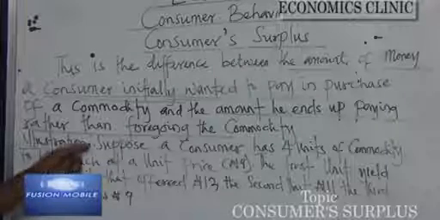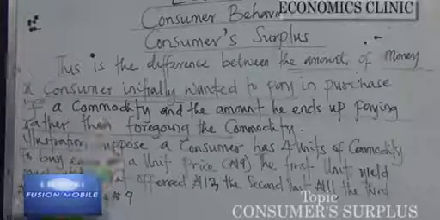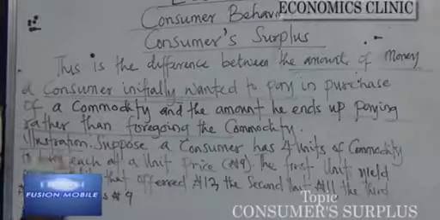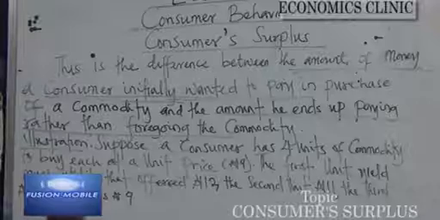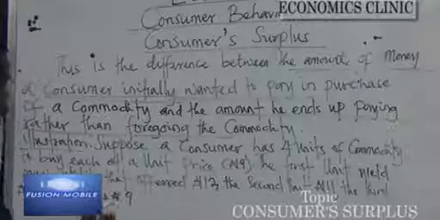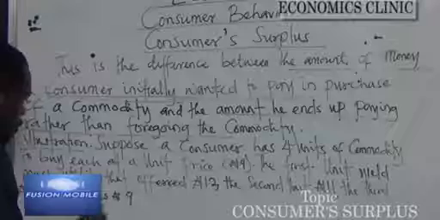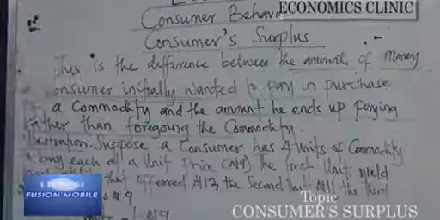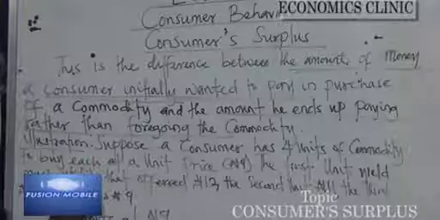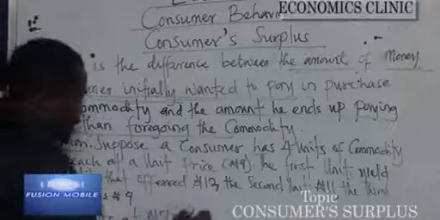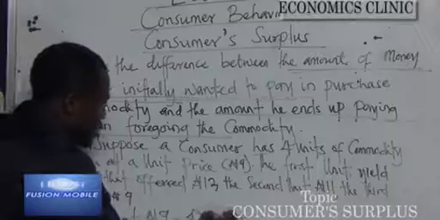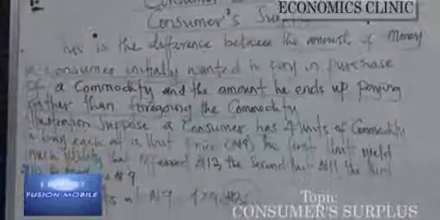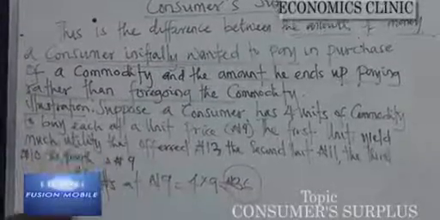You will know that initially the consumer had calculated the amount he wanted to purchase the commodity with, which is 4 units at 9 naira each. So 4 units at 9 naira each will give us 4 times 9, which will be 36 naira. So initially the consumer budgeted 36 naira. But let's see the amount he ends up paying.